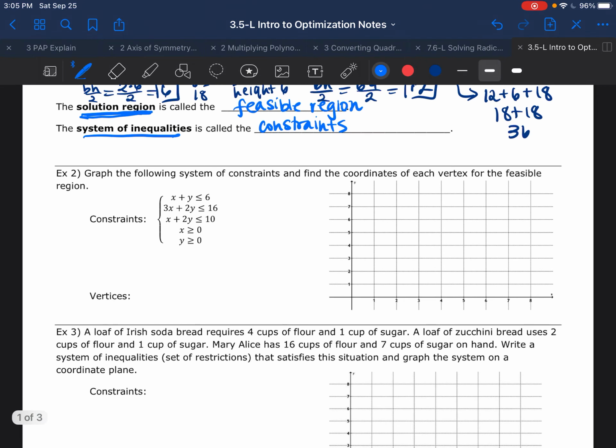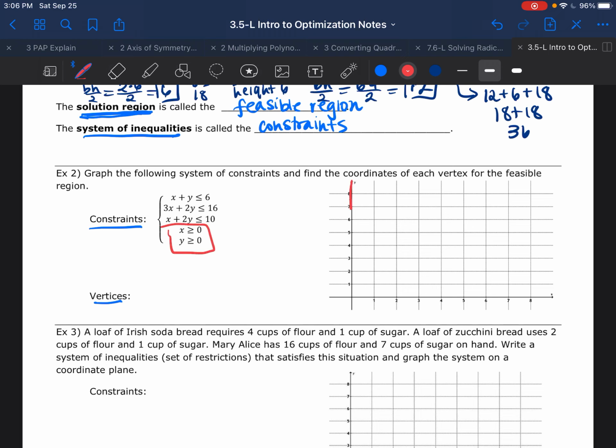Okay, so on example 2, they're giving us constraints, our system of inequalities, and they are asking us to find the vertices. And so we have to graph this system, and in order to graph this system, we need to make sure they're all in slope-intercept form, y equals mx plus b. And so there's 1, 2, 3, 4, 5 inequalities, but the bottom 2 are easy.